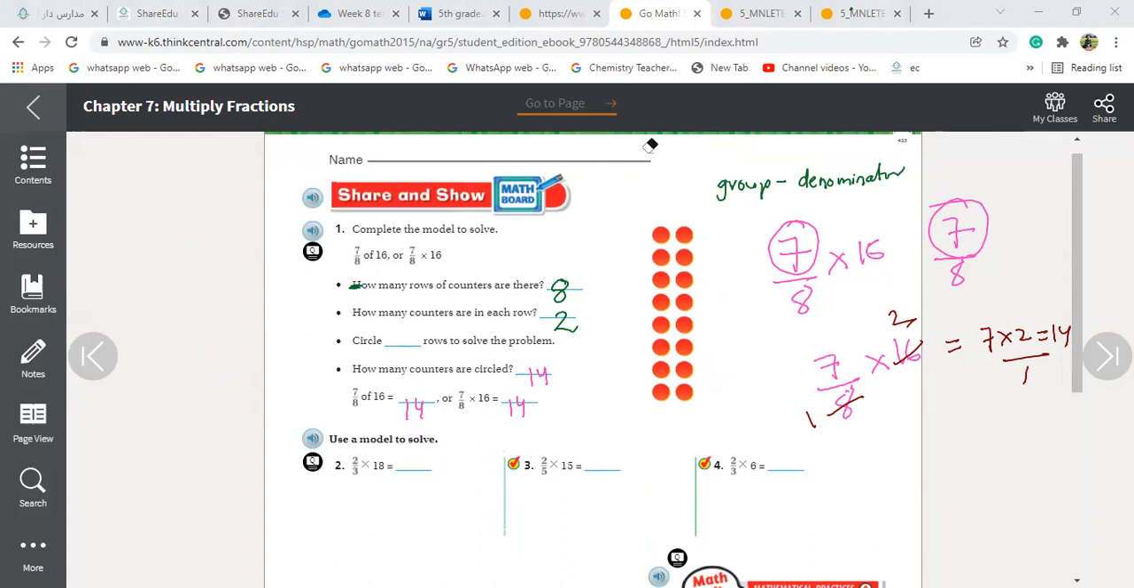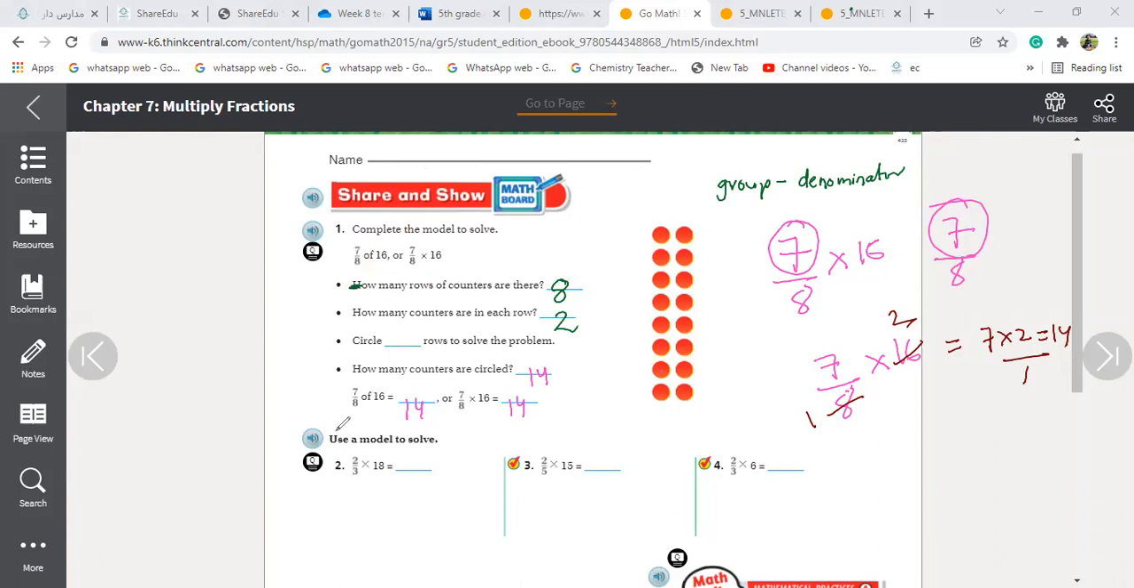Can we times like this without a whole number, like this times this, but with other numbers, without 16? No, it cannot be like that.